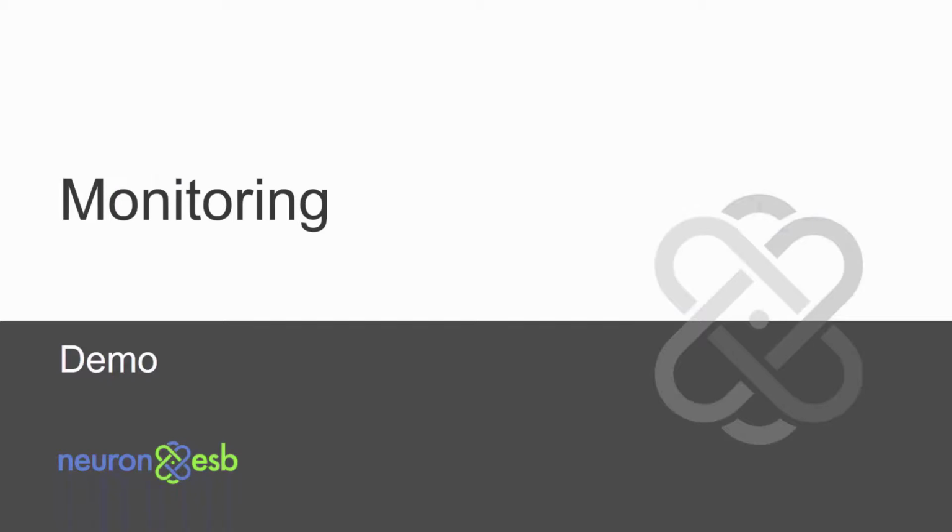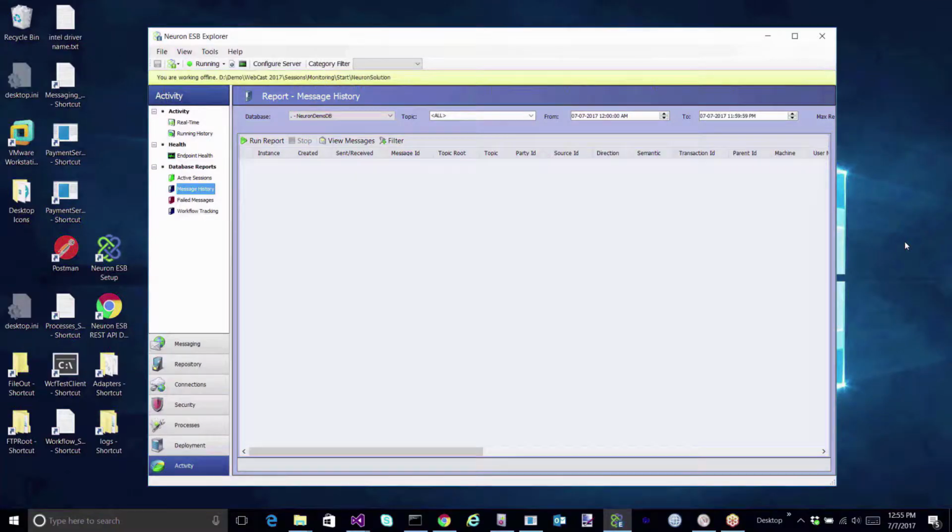Monitoring is viewed, managed, and configured directly within the Neuron ESB Explorer. As we discussed earlier in the presentation, there are several ways to monitor a Neuron ESB solution, really depending on the activity and the features that you're using. For most solutions, monitoring can be done through message tracking, which we call auditing, as well as endpoint activity monitoring.